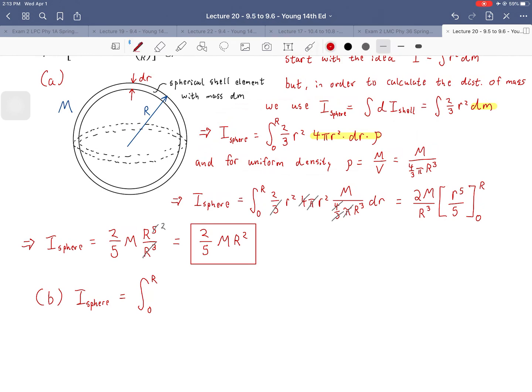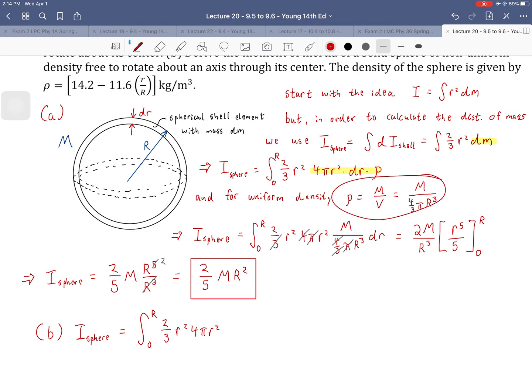It's really this step right here. Once we've already argued that the shell idea works, we have our 2/3, our r squared, and our 4 pi r squared, just the surface area of each nested shell. And then our rho. This is the part that's new, right? Because we can't just make this argument about rho anymore. We have to actually plug it in. So we'll plug in our expression for rho.